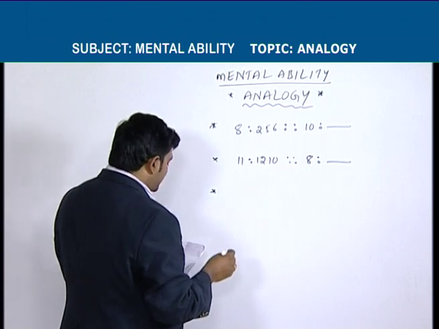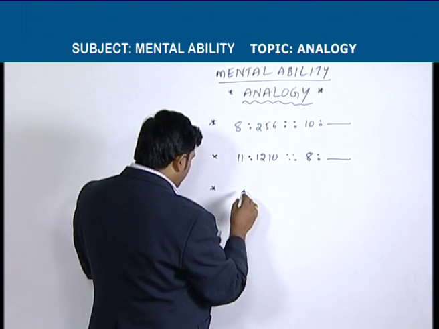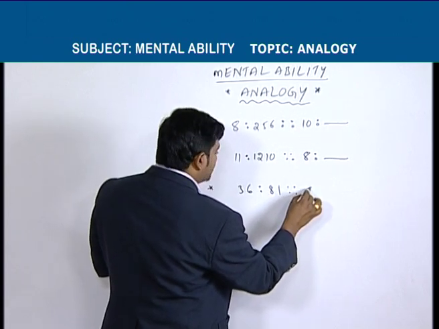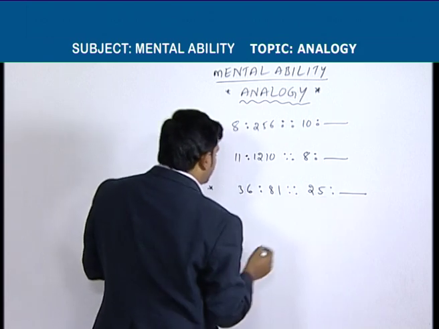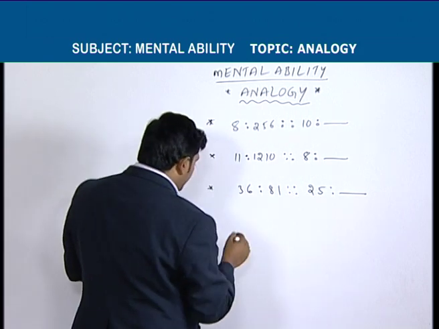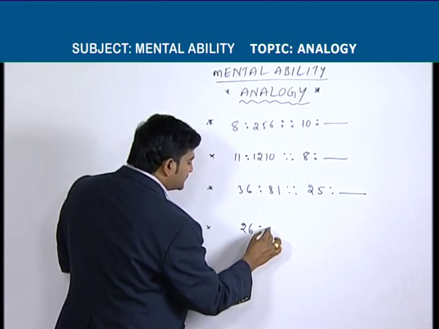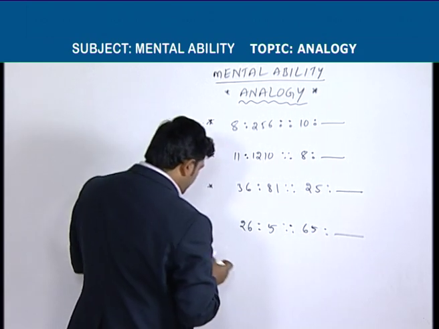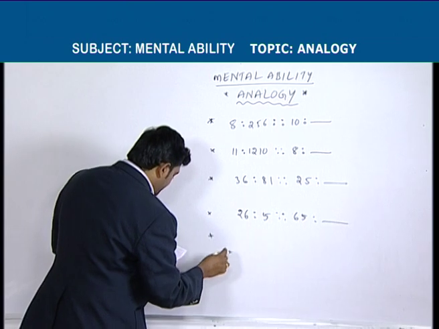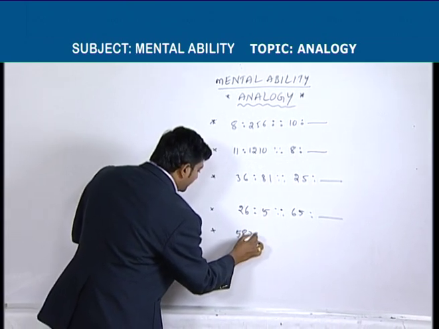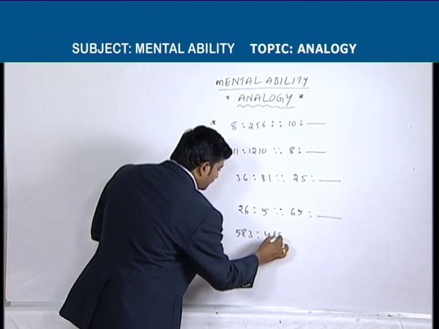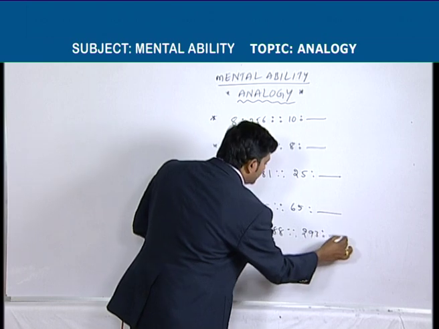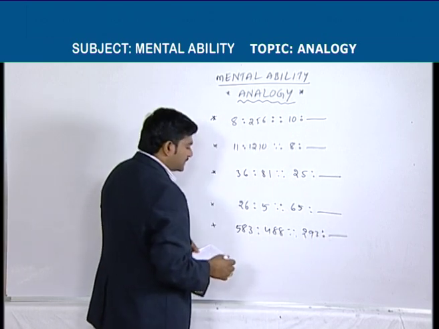So now the third one is, let's say, 36 is to 81 as 25 is to dash. So now we will take one more question, that is 26 is to 5 as 65 is to dash. Okay. So now this one, observe here, 583 is to 488 as 293 is to dash.